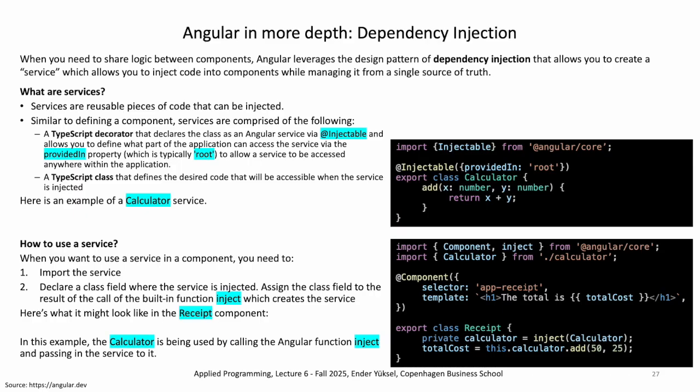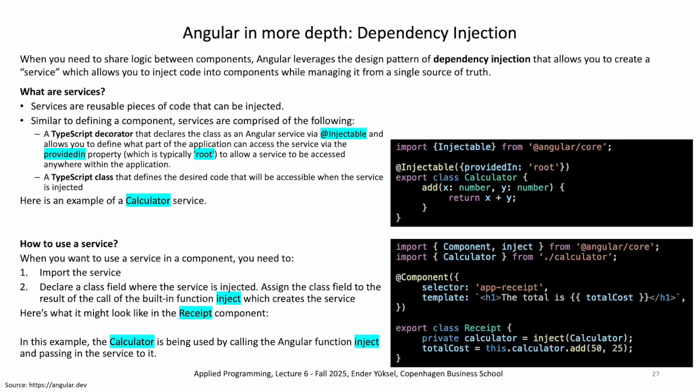In this example, the calculator is being used by calling the Angular function inject and passing in the service to it. In this example, we first import the dependencies. We import the inject function from Angular core, and we import the calculator service that was defined elsewhere. Next is the component decorator, which defines a component with selector appReceipt.